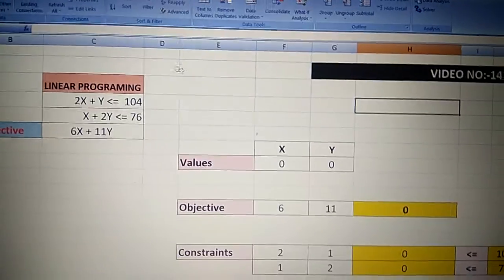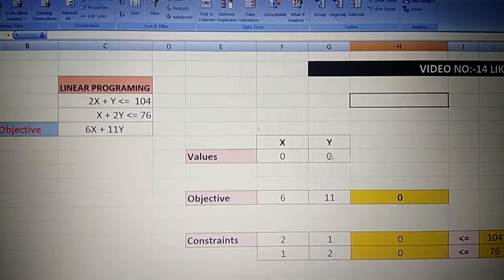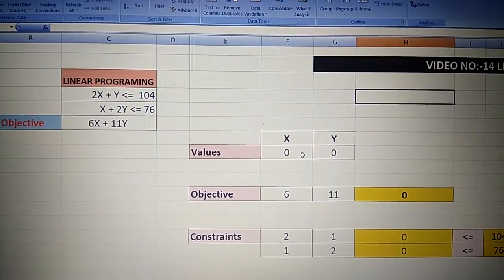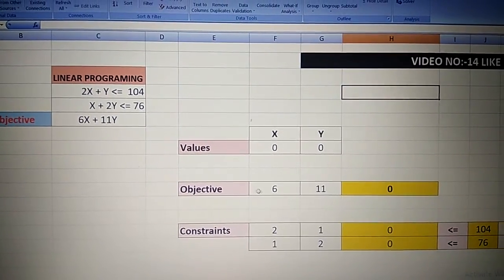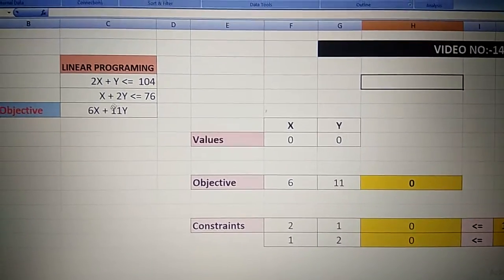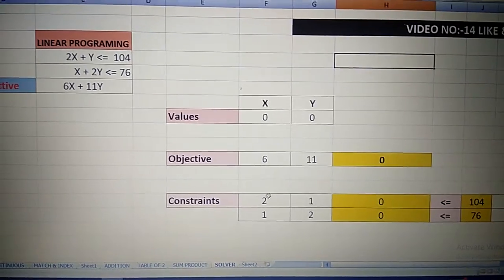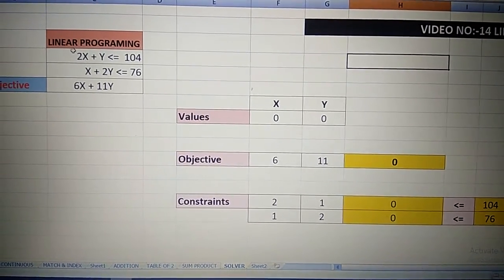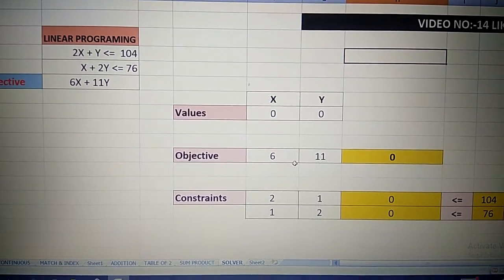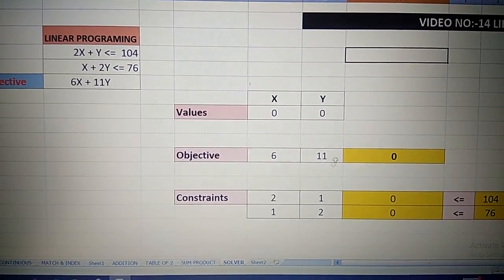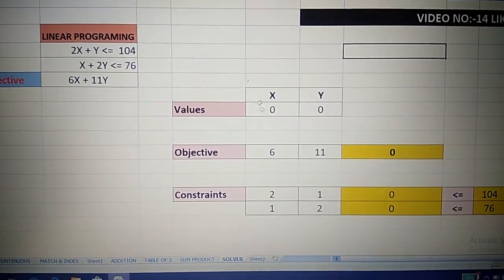Now let's start. Here I have written x, y and 0, 0 as assumed figures. You can put any figure, 1, 2, 3, 4, anyone. And then the objective one, 6 and 11. So that has been put over here. And 2, 1, 1, 2: this is 2 and 1, and y has 1 and then 2. So these are the values, which I have simply taken from these two equations.